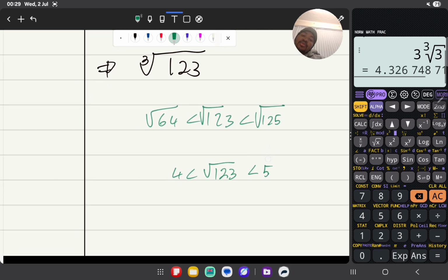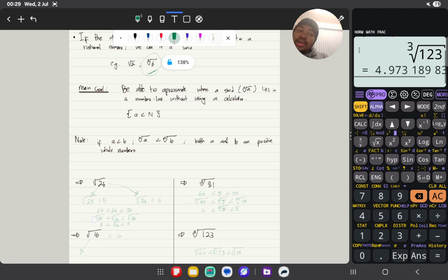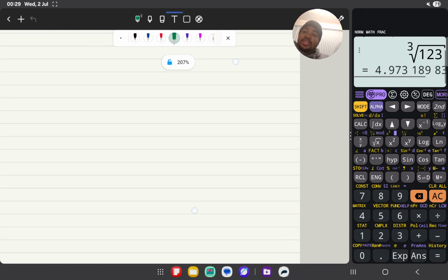Then let us look at this one. Cube root of 123. It's also between as well. It's very close to 5, but it's between the interval 4 and 5. Do you understand? So I think the last example that we have, it's a beautiful one.